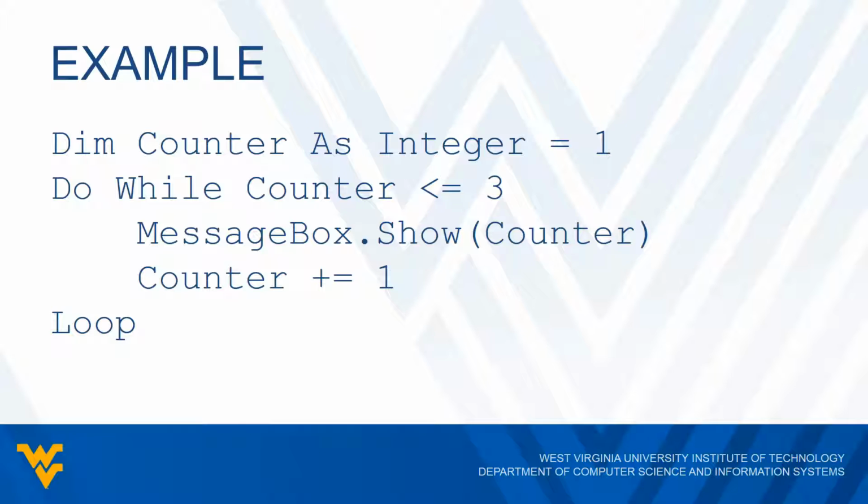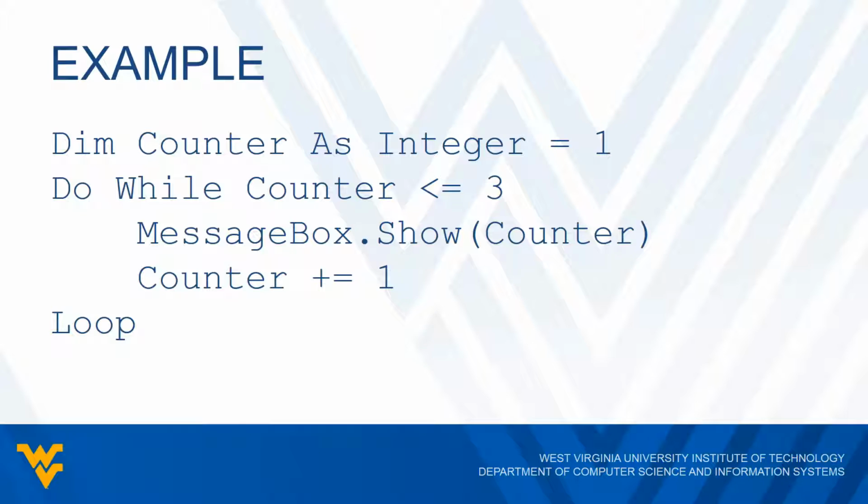Here's an example of some code where we use a do-while loop. So here we have a variable called counter. It's an integer that's initially 1. Now if we look at our do-while loop, we're checking that as long as counter is less than or equal to 3, we're going to display a message box that shows the value of counter.